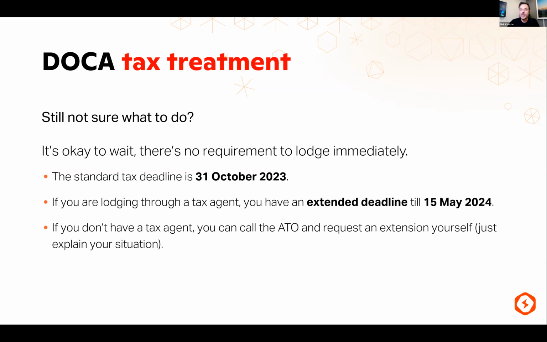The normal deadline for your tax is the 31st October. What we're talking about is the financial year that's just finished, so the deadline is 31st October 2023. If you're lodging through a tax agent, you have an extended deadline that goes out to the 15th of May in 2024, so in the next year. And if you don't have a tax agent but still want that extended deadline, you are able to call up the ATO and request an extension yourself as well.